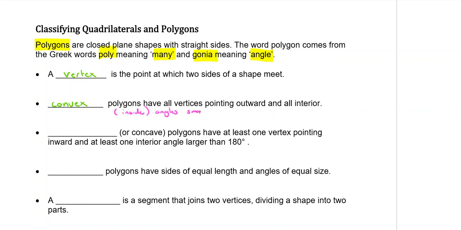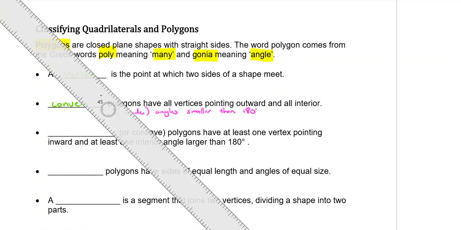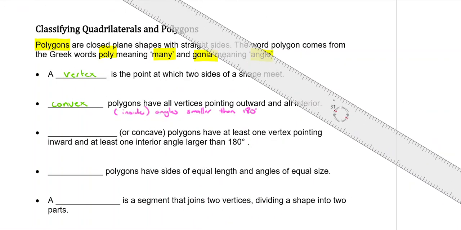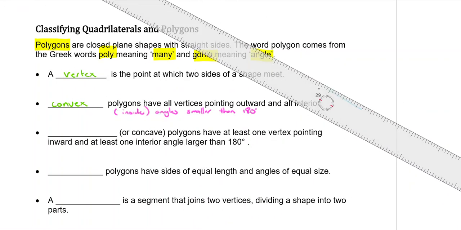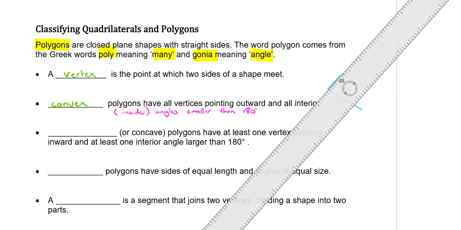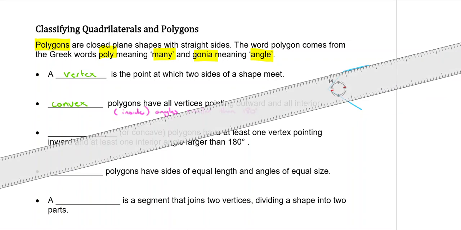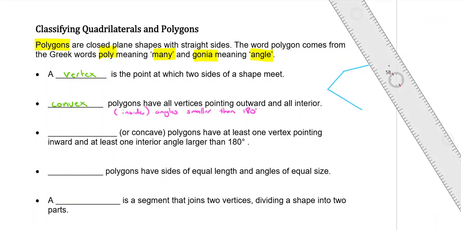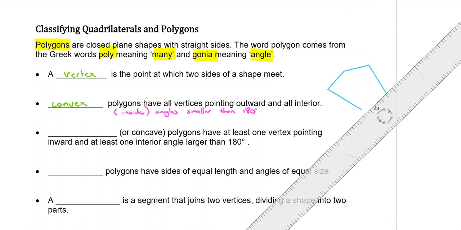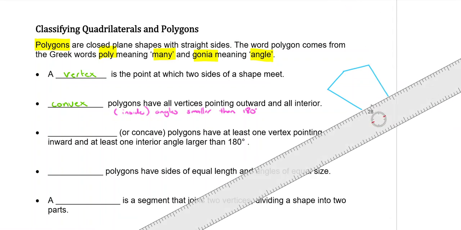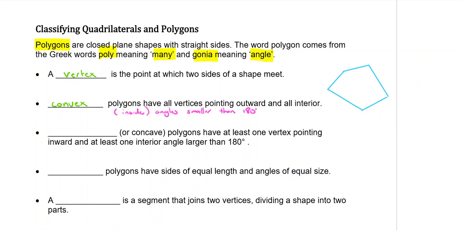are smaller than 180 degrees. Okay, so an example of what that might look like. Something like this. Just any polygon, you can have as many sides as you like, as long as all the angles inside are less than 180. Okay, so that would be an example of a convex polygon.